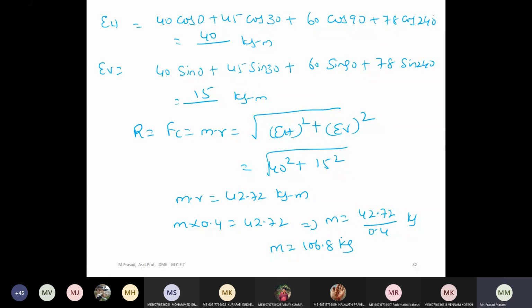You got the difference? If you increase the radius of rotation, the magnitude of the balancing mass is decreasing. Or if you decrease the radius of rotation, the magnitude of the balancing mass is increasing. Okay. This is the amount of mass I need to keep, 106.8 kg at radius of rotation 0.4 meter. Next, you are supposed to find out at what angle you need to keep this one.